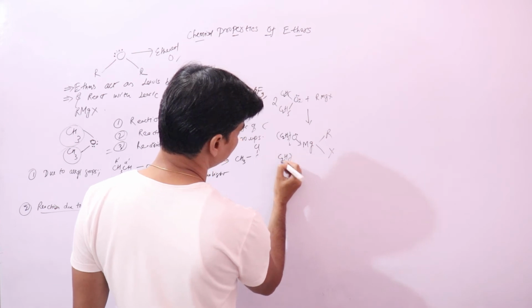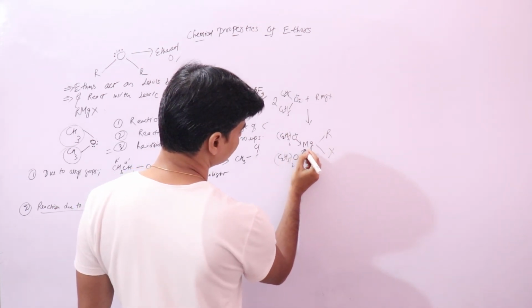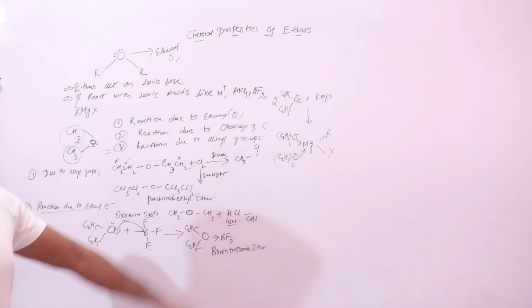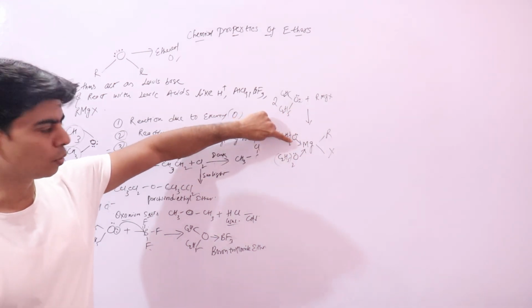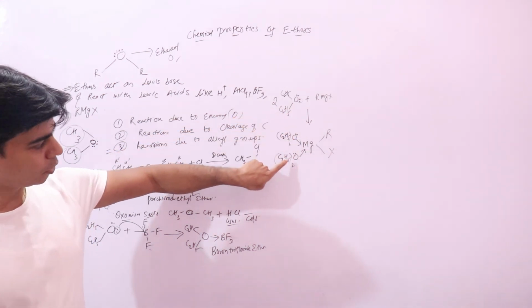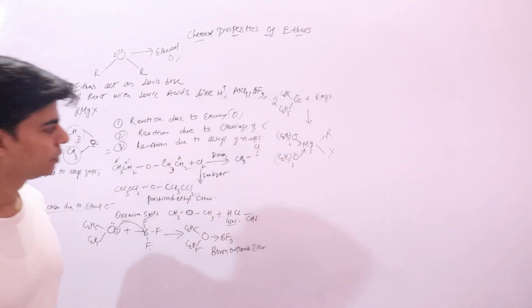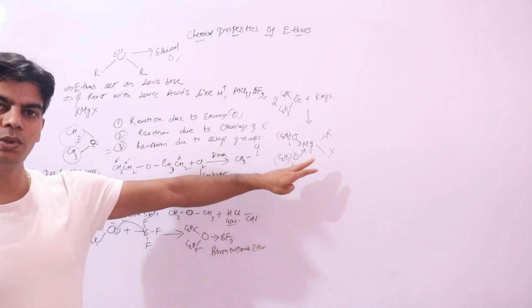The other, ethereal diethyl ether, oxygen, it also forms a coordinate bond, right? Through this it will form a coordinate bond with magnesium through one of its lone pairs. One lone pair you can see remains, right? So this is your etherate. This is a coordination compound, etherate.